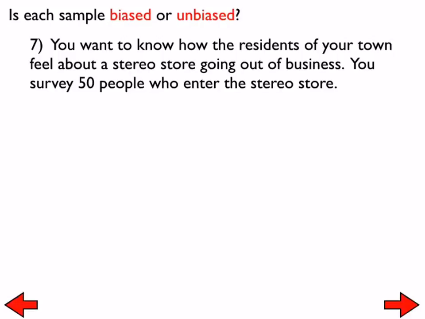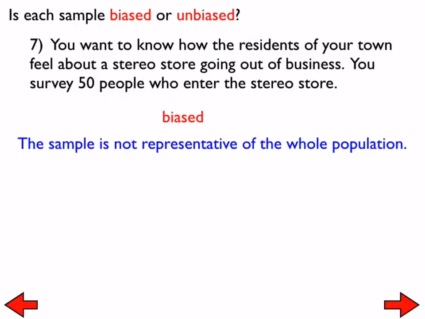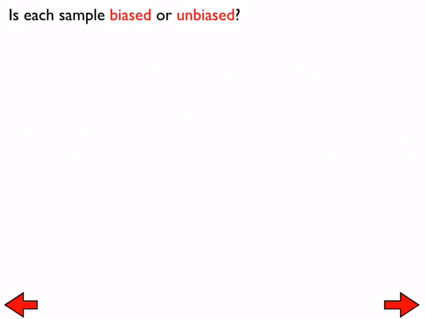Number 7, you want to know how the residents of your town feel about a stereo store going out of business. You survey 50 people who enter the stereo store. That is biased because, once again, the sample is not representative of the whole population.